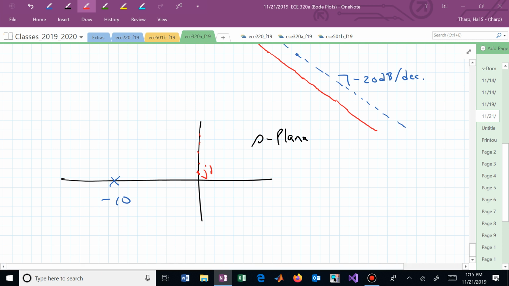What is a decade beyond 10? It's at 100, so do you see my scale is way off? I'd have to be way up here. But if I now said this is j100, what's this angle? It's pretty big. It's getting close to 90. It's not quite there, but we're just going to approximate it as 90. What's the biggest angle we could ever get from that pole?